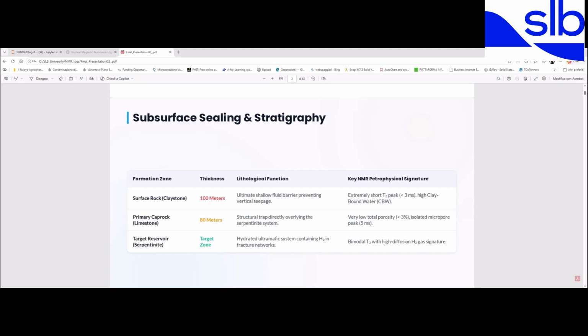microseconds. The target reservoir is built up by serpentinite rocks. The target zone is a hydrated ultramafic system that contains hydrogen in fracture networks, with a bimodal T2 and a high diffusion HI and T2 gas signature.